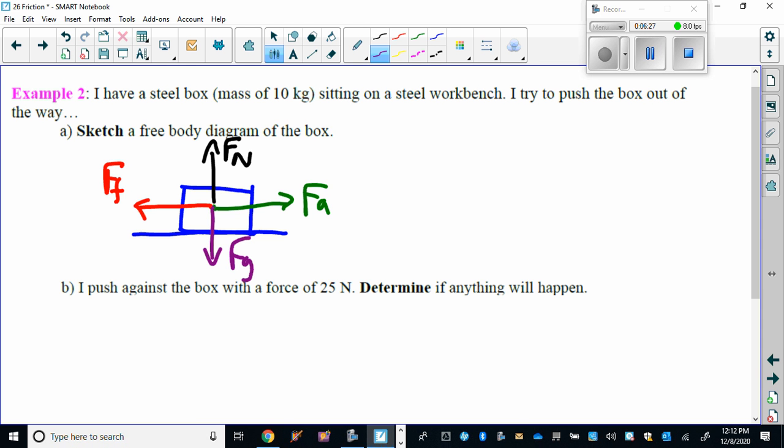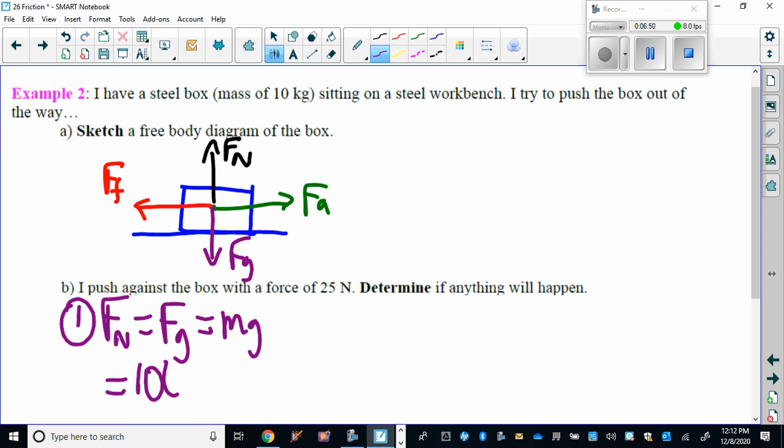So what I want to determine is, is the applied force of 25 newtons enough to overcome the force of friction? The first thing I'm going to do is go step by step. I'm going to find out what my normal force is. What is my normal force? My normal force is equal and opposite to my force of gravity, which is simply mg, which is going to be 10 times 9.81.